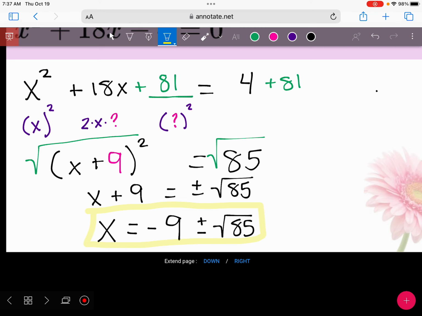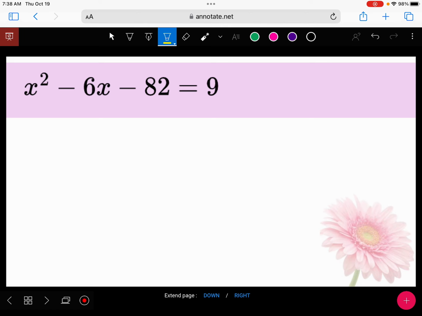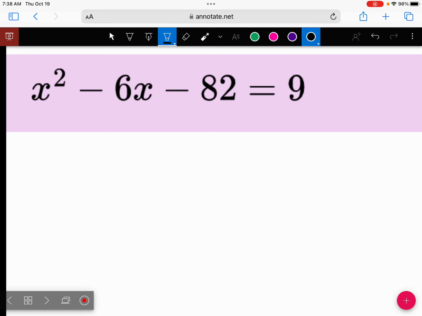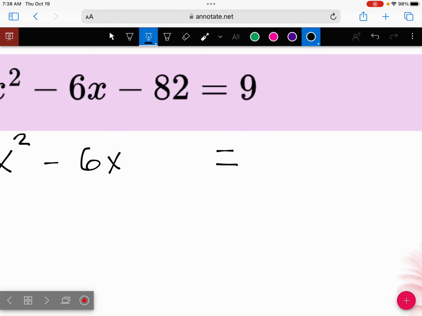We're going to try this again, because I know it's a little tricksy to get used to, but I want us to do it again. So very similar vibe. I want to make this be a perfect square. So the first thing I'm going to do is boot the 82 to the other side. I want just my x's together on the left-hand side. I'm going to have my x squared, my minus 6x, and I'm going to leave myself a space so that we can put that c value there. And we have 9, and I'm going to add 82 to the other side.